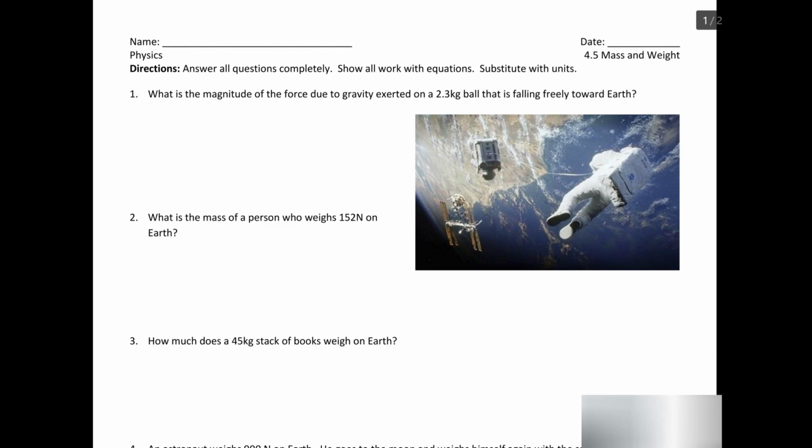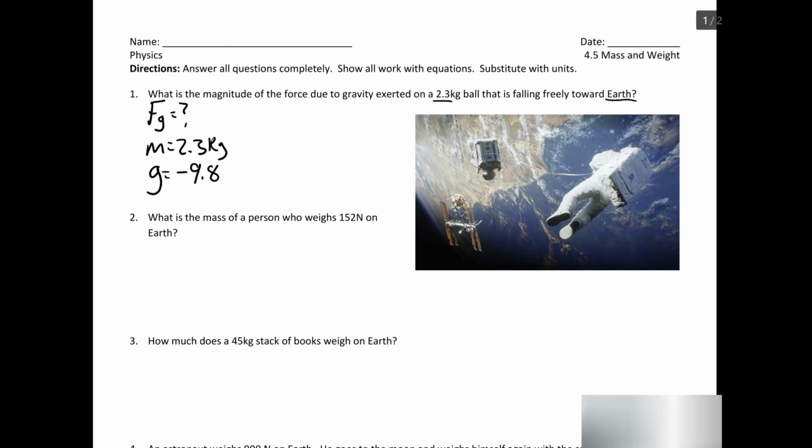All right. Number one, what is the magnitude of the force due to gravity? So they're looking for F sub g, the weight. What is the force due to gravity exerted on a 2.3 kilogram ball that is freely falling towards Earth? Now, since they tell you it's freely falling towards Earth, we can assume that g is equal to negative 9.8.